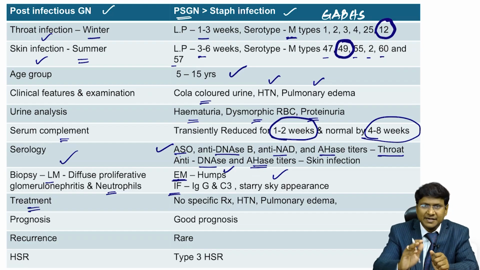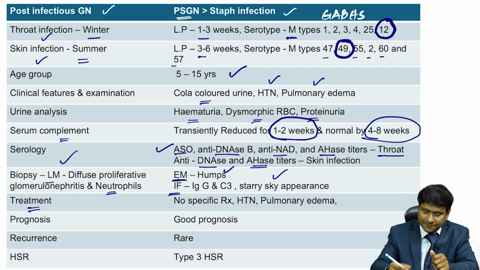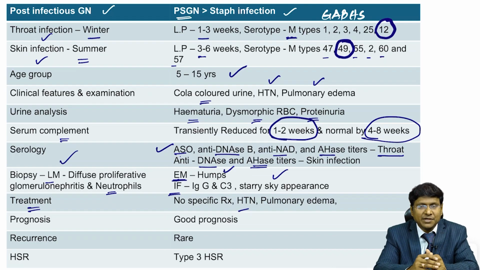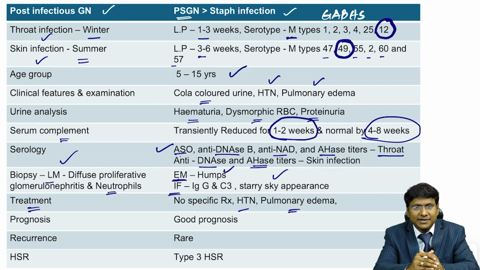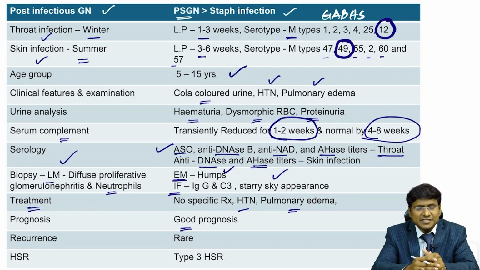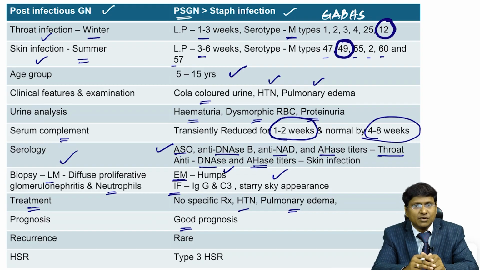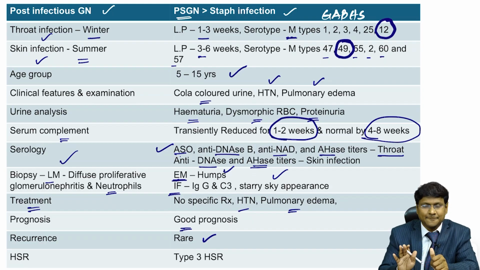Next is the treatment. As such, there is no specific treatment, there is no role of antibiotics because the infection is not the present infection, it is the past infection. For hypertension, you need to give antihypertensives like labetalol or ACE inhibitors can be given. For pulmonary edema, you need to give the diuretics, which will clear the pulmonary edema and as well as the pedal edema. And overall, how is the prognosis in patients with post-streptococcal glomerulonephritis? They have good prognosis and recurrence is rare, right?